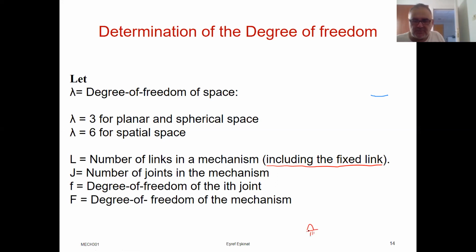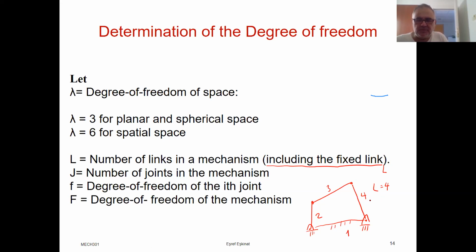For example, if you have a 4-bar like this, in the 4-bar, we always take 1 as the ground, then 2, 3, and 4. So this is why we call it a 4-bar. There is a link here that is grounded, okay? So the L includes the fixed link. For example, the L here is 4. J is the number of joints.